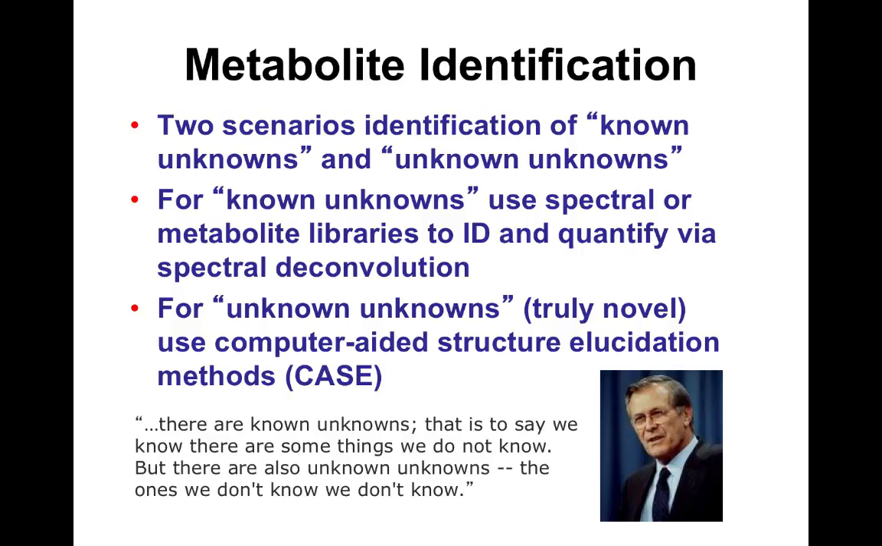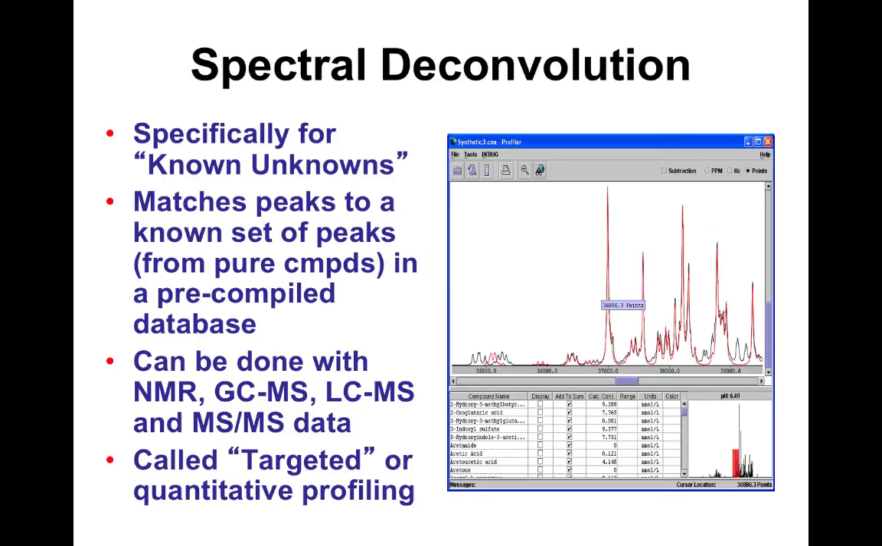The words known unknowns and unknown unknowns actually come from a speech that Donald Rumsfeld gave. He used to be the Secretary of Defense. It became a joke, actually, because of the way he sort of stumbled over his descriptions. But it's still useful to say that there are known unknowns, that is, that we know that there are some things that we do not know, but there are also unknown unknowns, the ones we don't know that we don't know. So the unknown unknowns is still a fundamental challenge in metabolomics. But we're going to talk about the known unknowns.